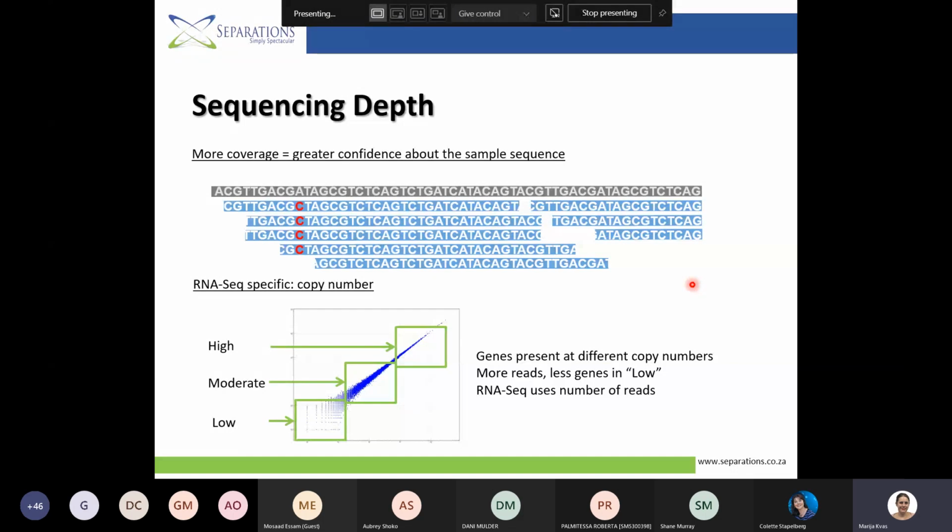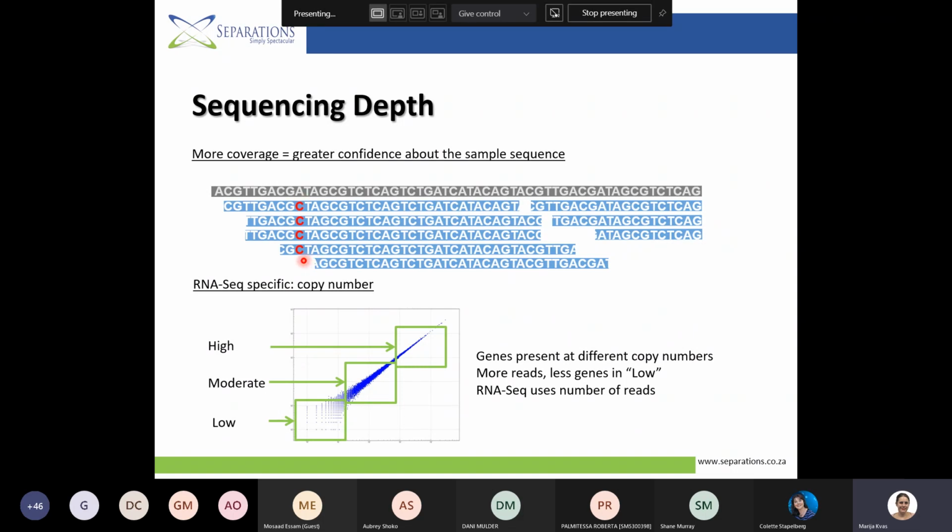So if you're looking at the gray area, this is our reference genome. If we had just one read, we wouldn't be confident in that variant, whether it is a true variant, or maybe because of a sequencing error. But if we are sequencing deeper, if we have more reads, right, then we can say with confidence that yes, that is a true variant, right?